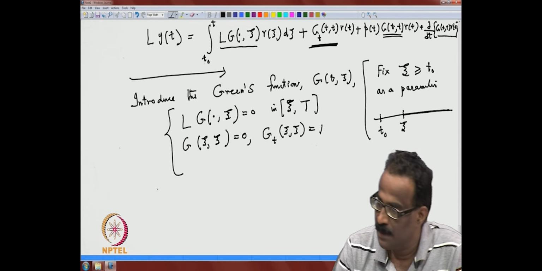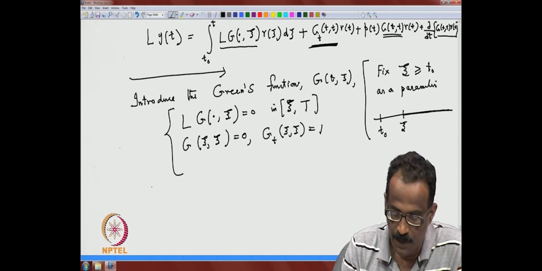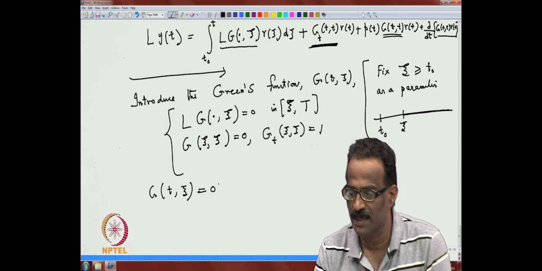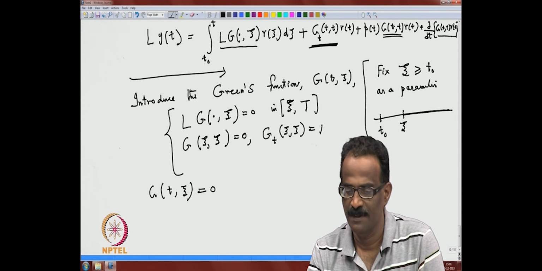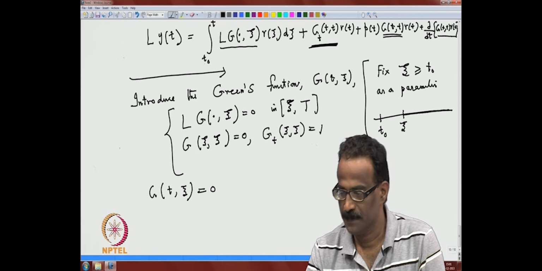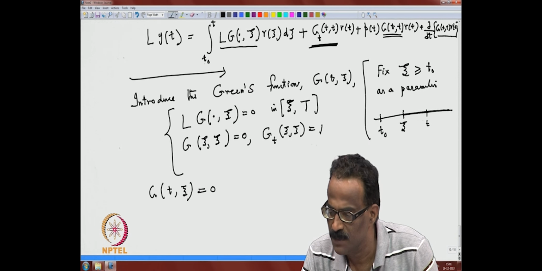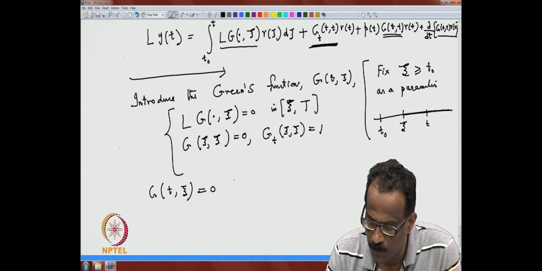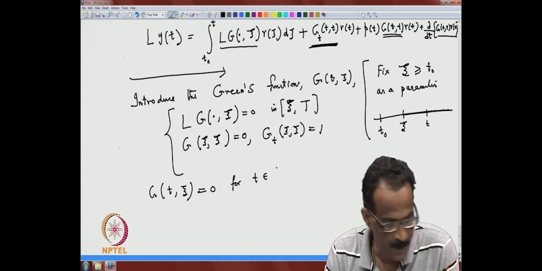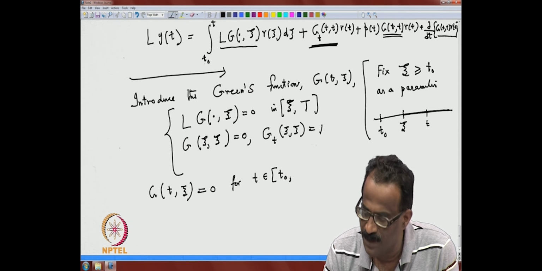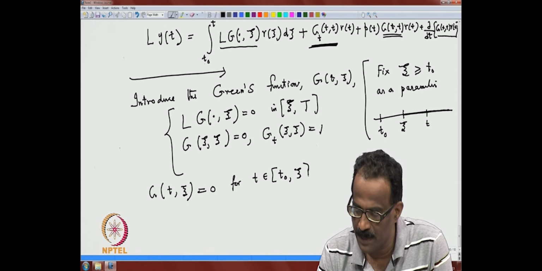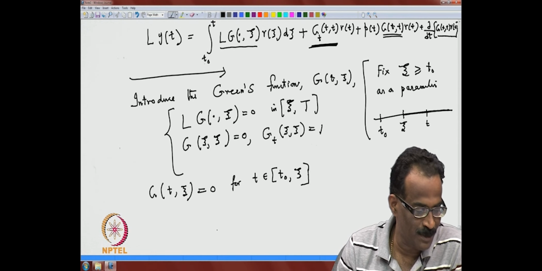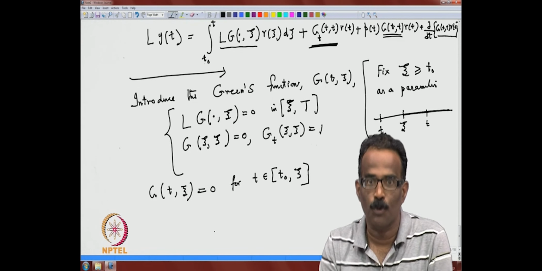On the left side you have to introduce it for the entire interval. You define g(t, psi) equal to 0, because it is defined only for t greater than or equal to psi. Okay, so the problem is t is here. So, g(t, psi) is equal to 0 for t in t naught to psi. So, you can complete it, and so you have a Green's function. You are defining it on that interval. Then you can actually prove everything now.